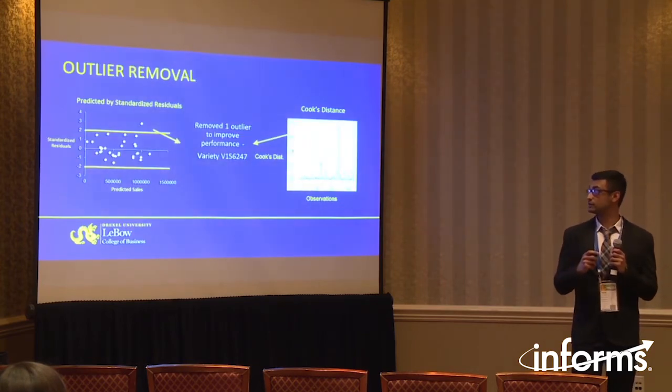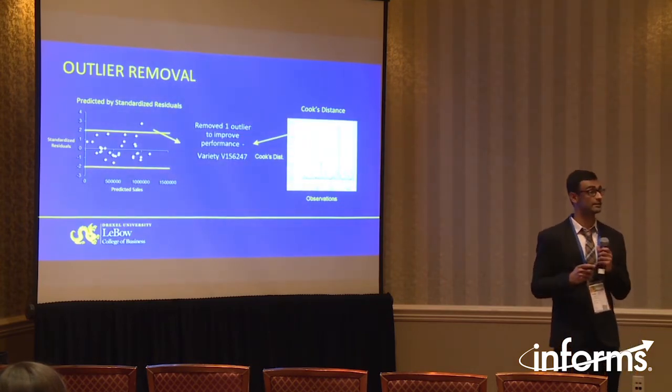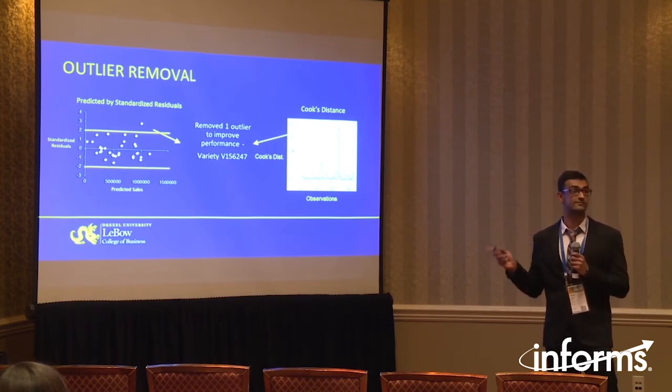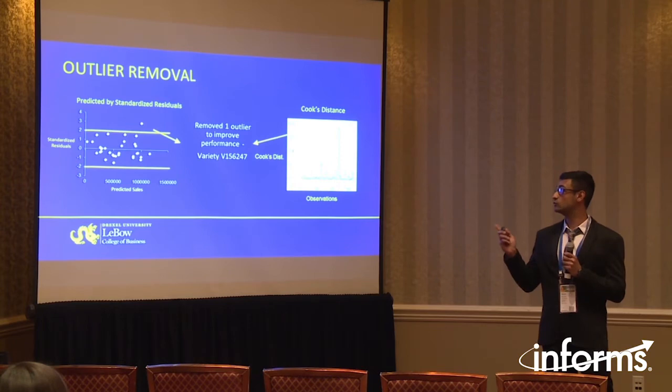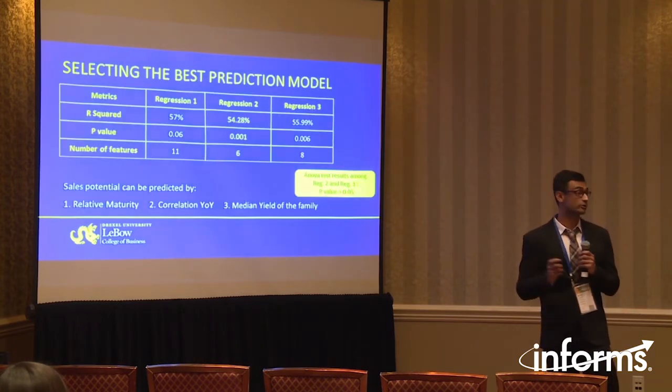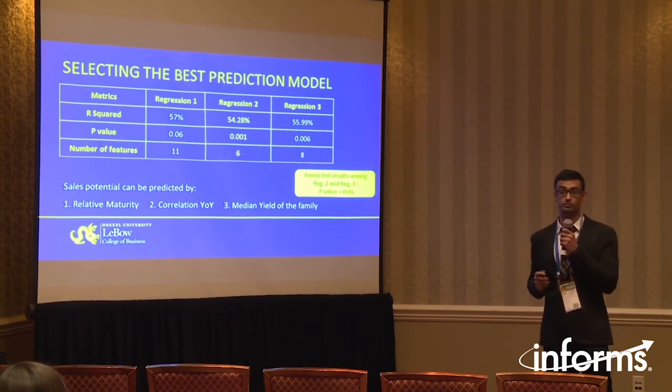As you can see from this plot, when we plot standardized residuals by the predicted sales, there is clearly one outlier within our data, and the Cook's distance validates this. So we choose to remove variety 156247 from our data set. Now let's look into how we decided to select the best regression model.